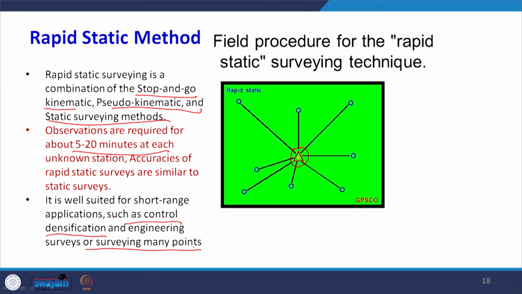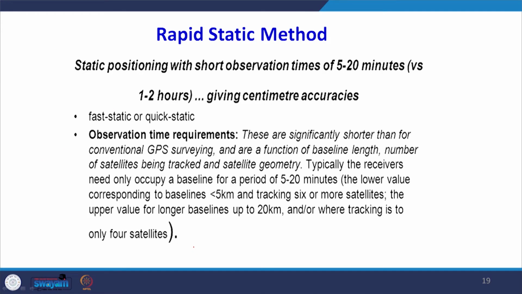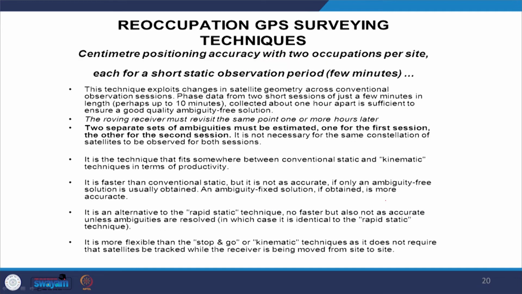then this particular method is very useful. In the rapid static method, we are taking observations, as I told you, 5 to 20 minutes, and this is giving us centimeter level accuracy. So, very high accuracy is achieved, and we are tracking here 6 or more satellites, and the baseline is also very long. So, if we take care of these other parameters, we can achieve centimeter level accuracy.